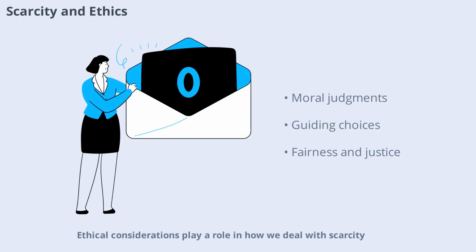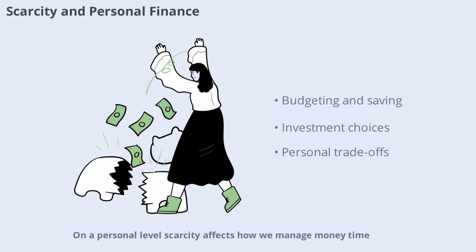Ethical considerations play a role in how we deal with scarcity. Decisions about who gets what, how resources are used, and what is prioritized often involve moral judgments. Ethics helps guide choices in situations where not everyone can have everything they want. On a personal level, scarcity affects how we manage money, time, and other resources. Budgeting, saving, and investing are all ways to deal with limited resources and make the most of what we have. Good financial decisions depend on understanding opportunity cost and trade-offs.